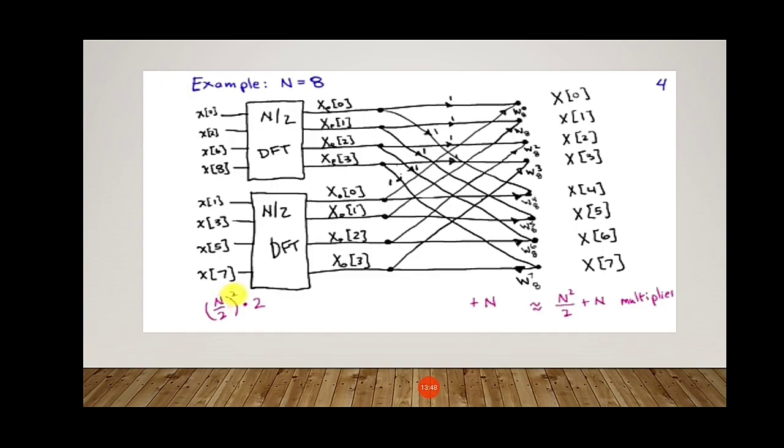So now if we find N by 2 point DFTs of both the even and odd samples, we get x even 0, x even 1, x even 2, x even 3, and for the odd parts we have x odd 0, x odd 1, x odd 2, x odd 3, as we have derived in the last equation. Now, according to the last equation, we have to multiply the odd portions by W_N to the power k and add the even and odd.